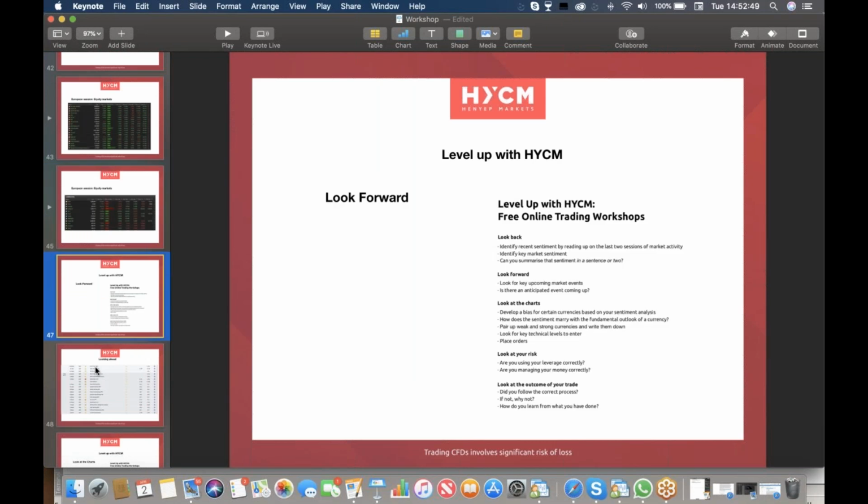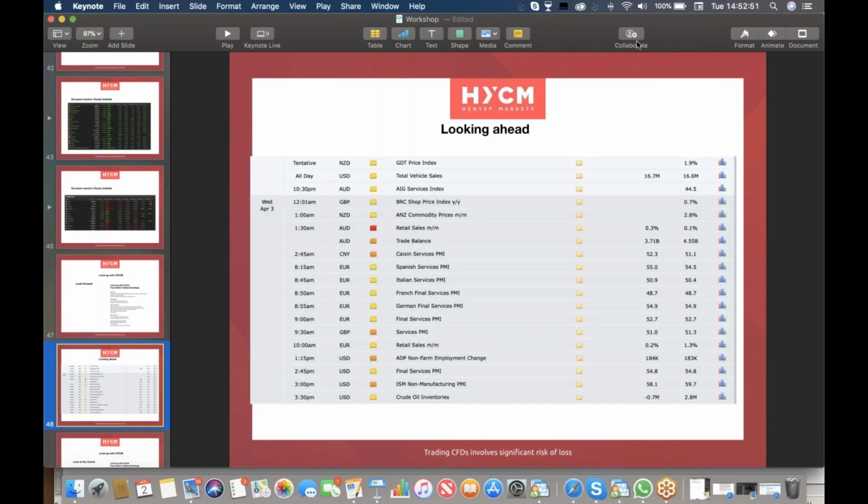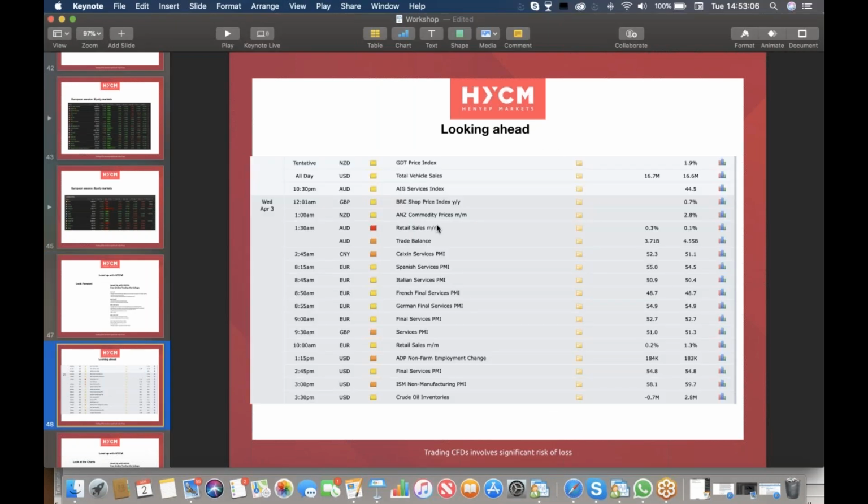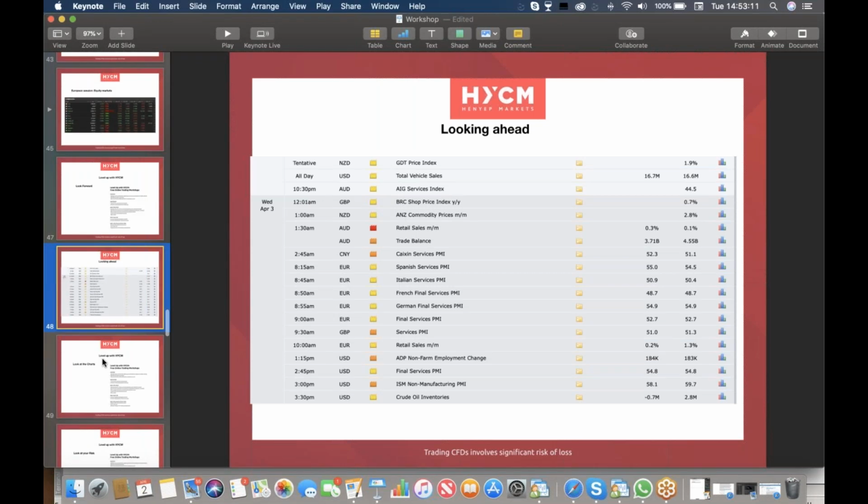Looking forward, we've got some Australian retail sales out, and we've got some PMI data for the pound tomorrow, and non-farm employment change, and we've got the crude oil inventories coming up tomorrow. We always want to say what's coming ahead. So nothing particularly market moving, only the retail sales potentially.